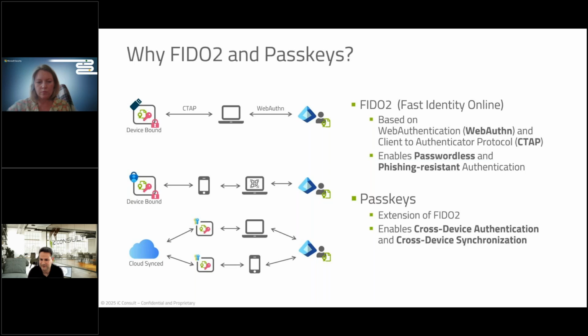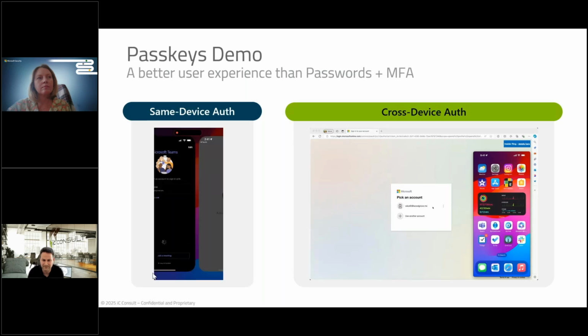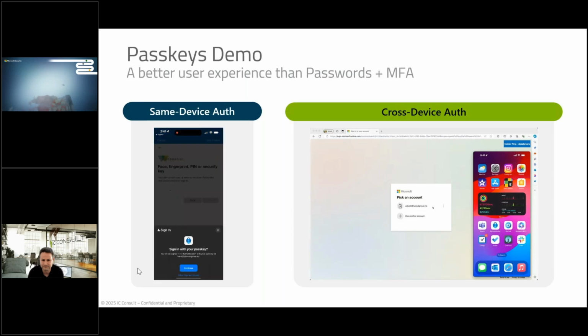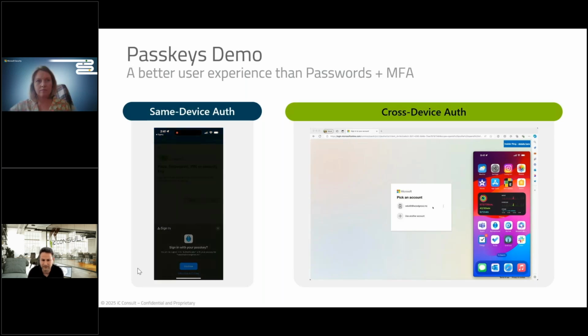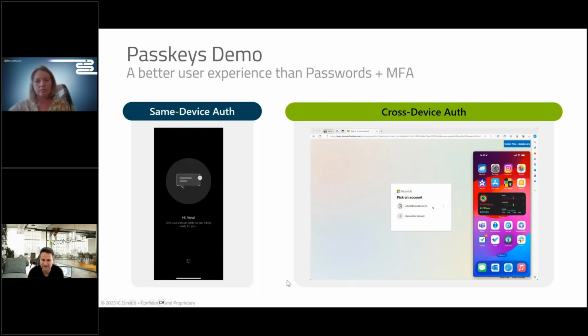So, and how does that look now in detail? Let's go over to a short demo. So we have basically two demos. The first one is same device authentication, where a user wants to log in to Microsoft Teams from his mobile device. And if he clicks on login, then he gets forwarded to the authenticator. He has to select that he wants to sign in with passkey, has to confirm with Face ID, and then he is automatically logged in to Teams.